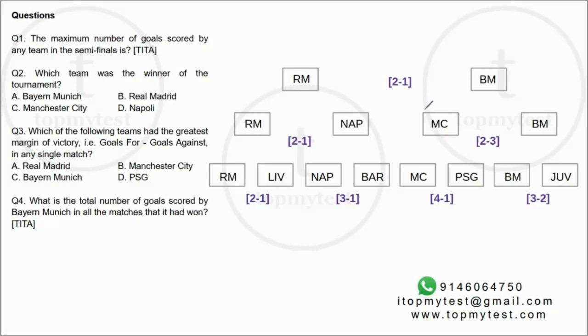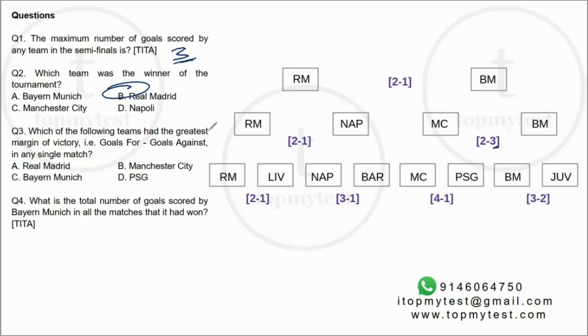Okay, I've written this down neatly. Let's see. The maximum number of goals scored by any team in the semi-finals. Any team in the semi-final is 3 by Bayern Munich. That will be 3. Which team was the winner? Real Madrid. We have already done this.